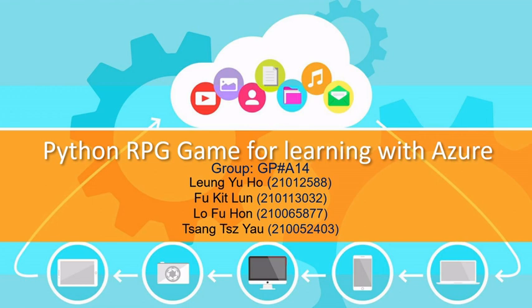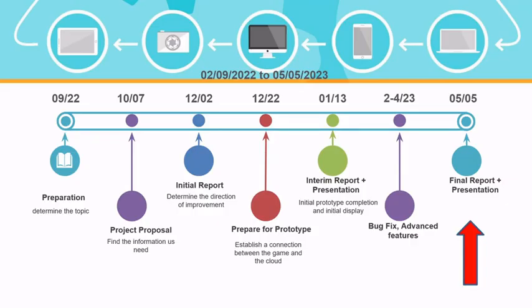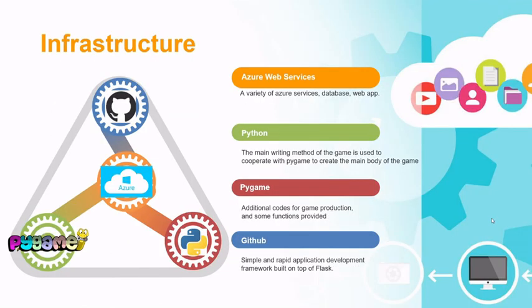The topic is Pi for RPG game for learning with Azure. First, I will take the first part to report about our FYP. In this page, you can see our work plan. You can watch the video carefully. This is the project-based introduction that includes Azure Web Service, Python, Pygame, and GitHub.